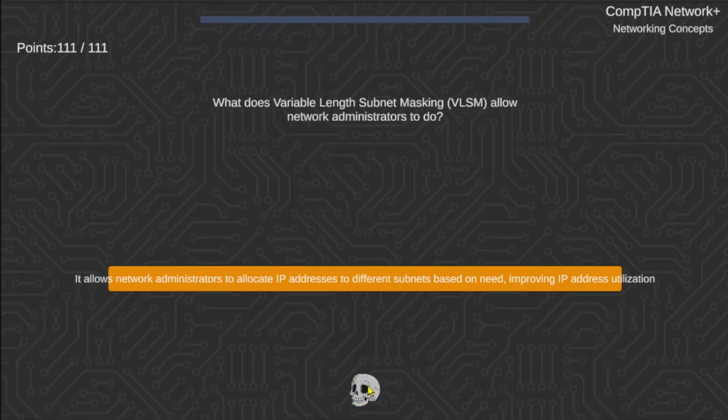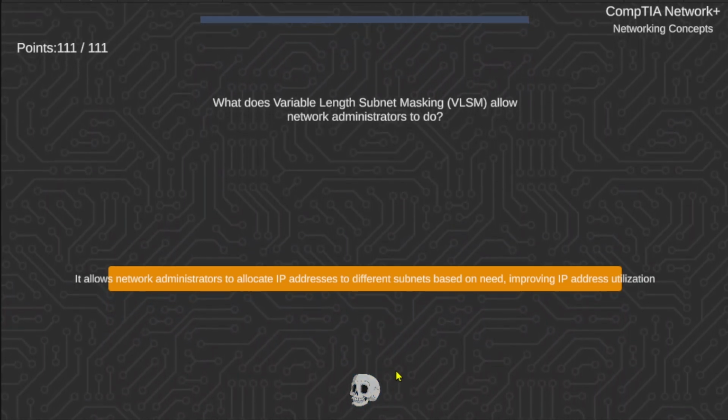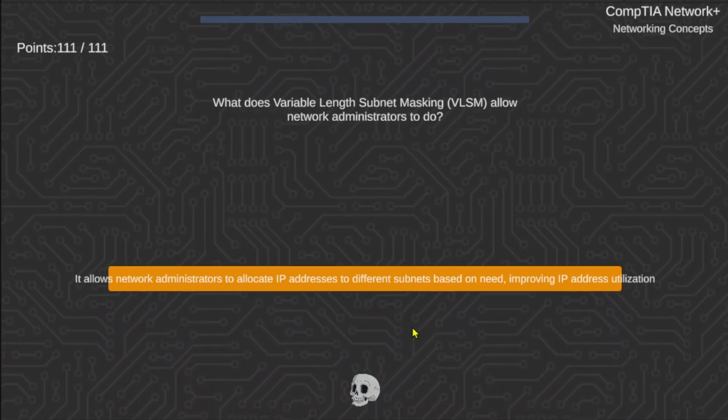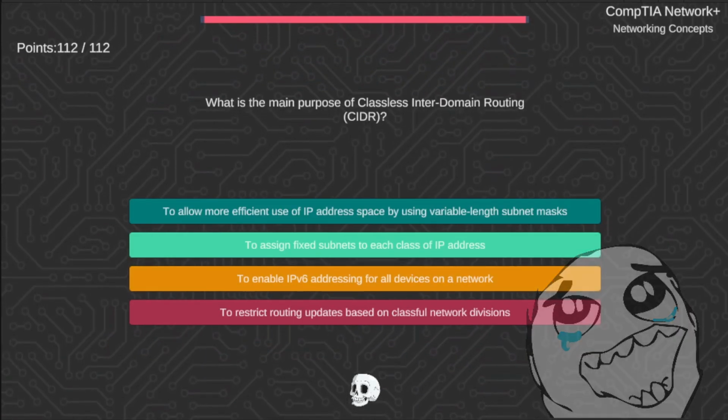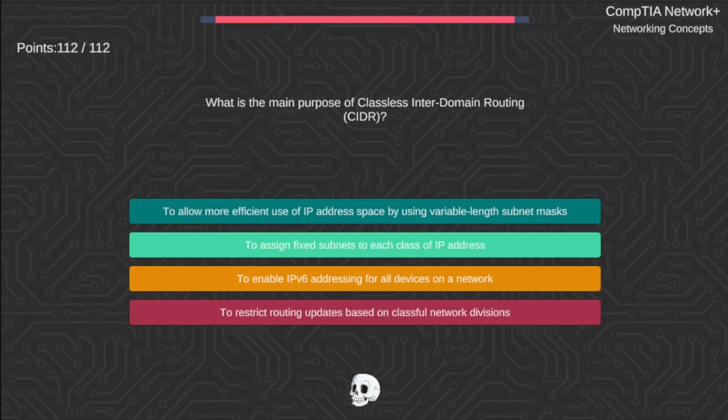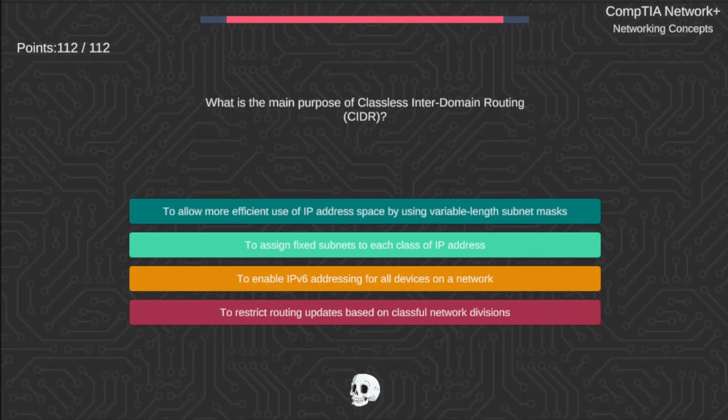Correct answer is it allows network administrators to allocate IP addresses to different subnets based on need, improving IP address utilization. What is the main purpose of classless interdomain routing, or CIDR?